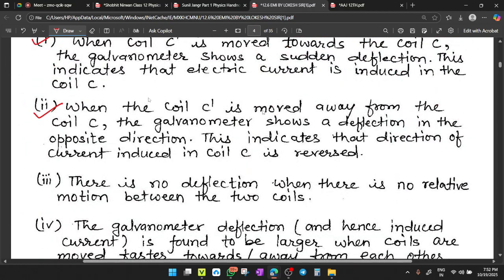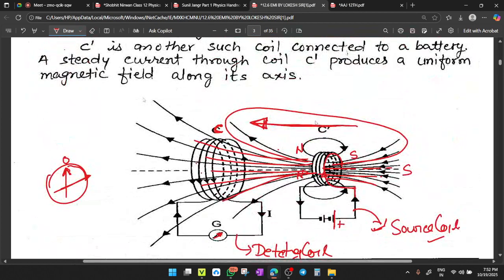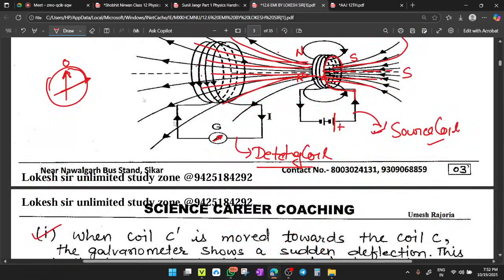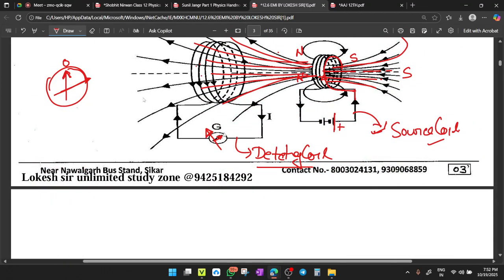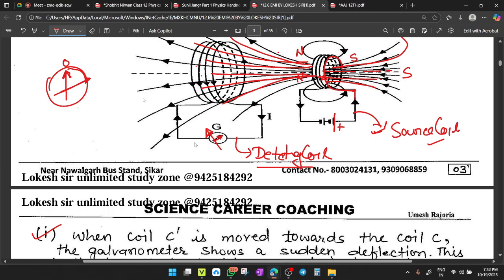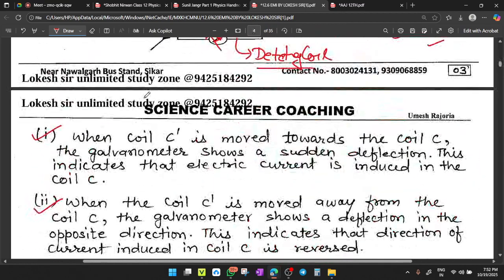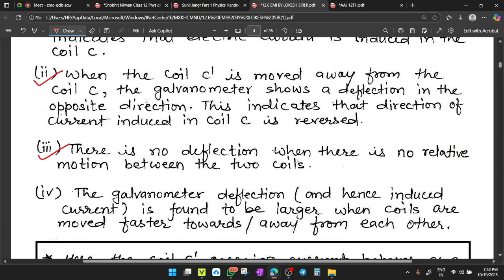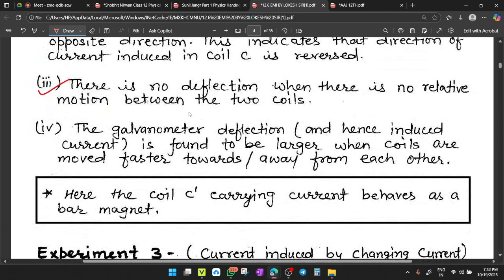Second point. When the coil C dash is moved away from the coil C, the galvanometer shows a deflection in the opposite direction. This indicates that the direction of current induced in the coil C will be reversed. Yes, if you bring this coil back in the opposite direction, then there is a change of galvanometer in the other direction, right? This means the direction of the induced current will be reversed. Agree? There is no deflection when there is no relative motion between these two coils, because the change of flux will be zero. Initial flux equals final flux.